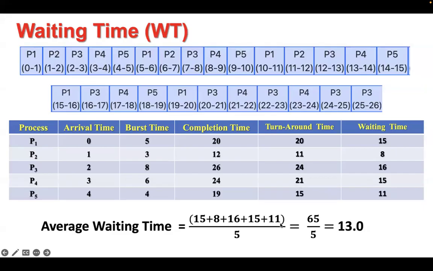If we take the sum, this results to 65. So now if we divide by the number of processes, we get the average waiting time as 13.0. So this is how we compute waiting time and average waiting time.